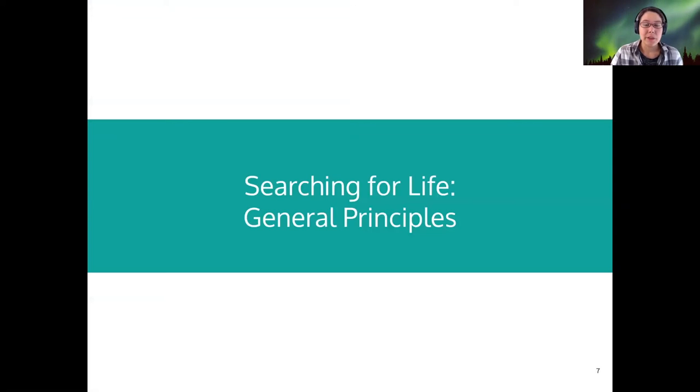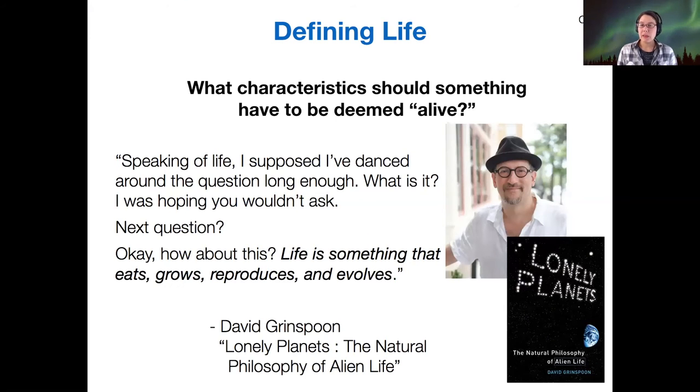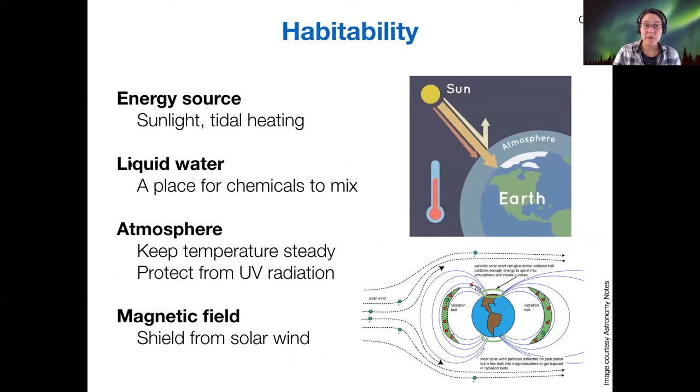All right, so starting out with the general principles in our search for life, we used this definition for life: that it's something that eats, grows, reproduces, and evolves. So those four criteria helped us devise some conditions for habitability, right? So we talked about energy sources, such as sunlight or tidal heating, liquid water, an atmosphere, which is useful for various reasons, and a magnetic field.